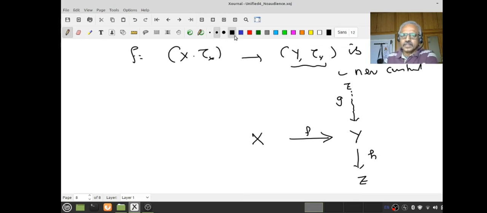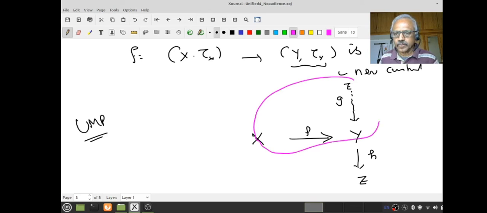Either the continuity of G from Z to Y or continuity of H from Y to Z. One of them the universal mapping property should deal with. Which one should it deal with? What should you look for? Is there any natural composition for this? So what are the two pictures I have? This is one picture, and this is the second picture.